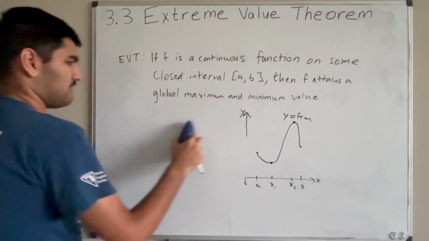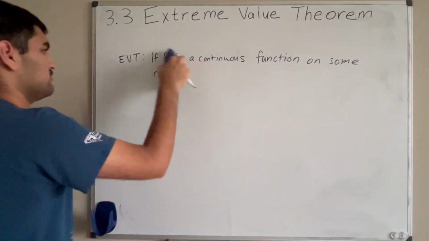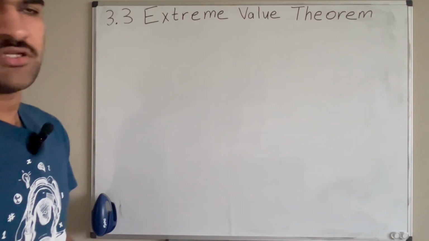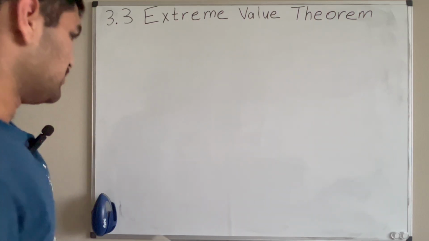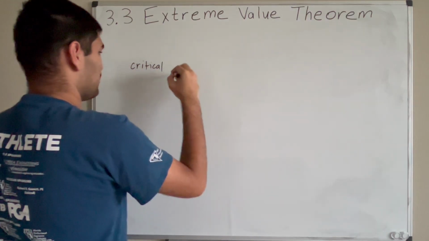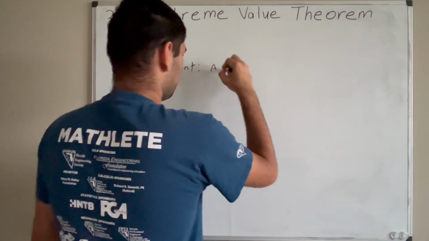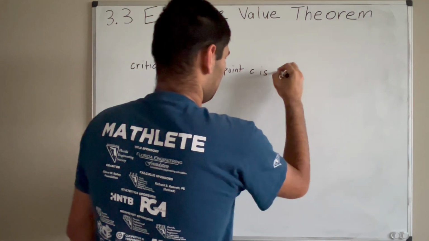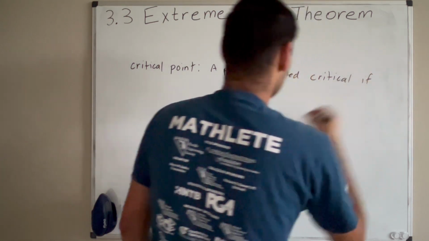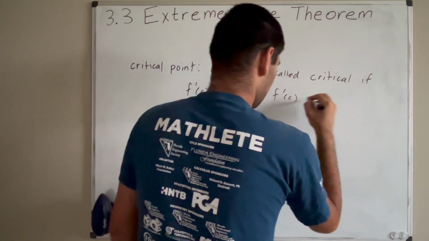We already covered the definition of a global max and a global min. A global max is the maximum value of f over the whole interval, and a global min is the least value of f over the whole interval. Then we also have the notion of a critical number, or critical point. We say that a point c is called critical if f prime of c equals 0 or f prime of c is undefined.